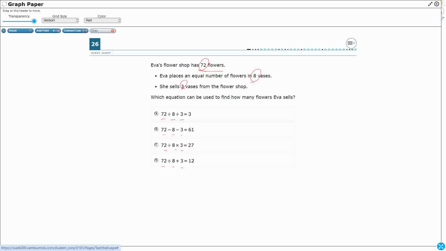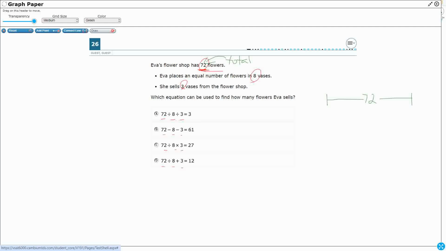I'm going to suggest we could draw a picture if we want to, but 72 is quite a bit. So I'm going to use a strip diagram, just so we can keep track of what's going on. Ava's flower shop has 72 flowers. The way that's written lets me know that we are dealing with the total. So I'm going to draw a strip diagram, and I am going to say 72. That's my total.